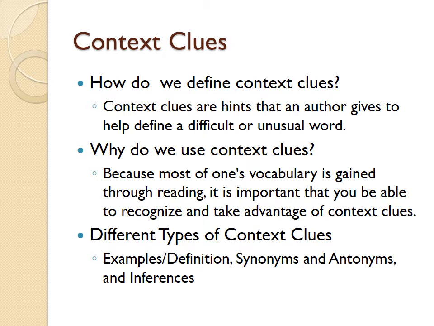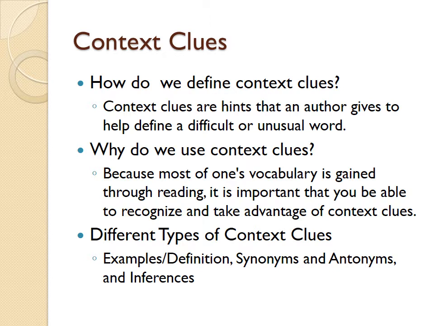What we are going to do for some of these words that are too large for us is we're going to be using context clues. Context clues are hints that an author gives to help us define a difficult or unusual word. Why we do this is because vocabulary is gained through reading, and it's important that we're able to recognize and take advantage of context clues.